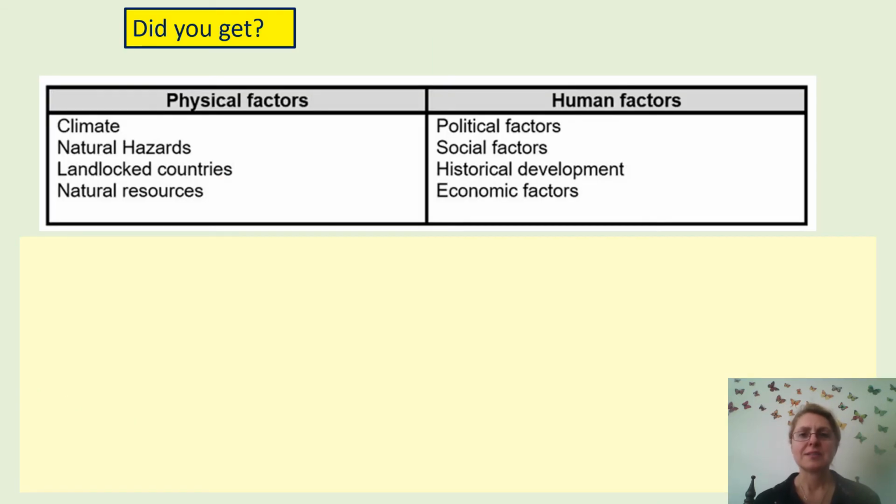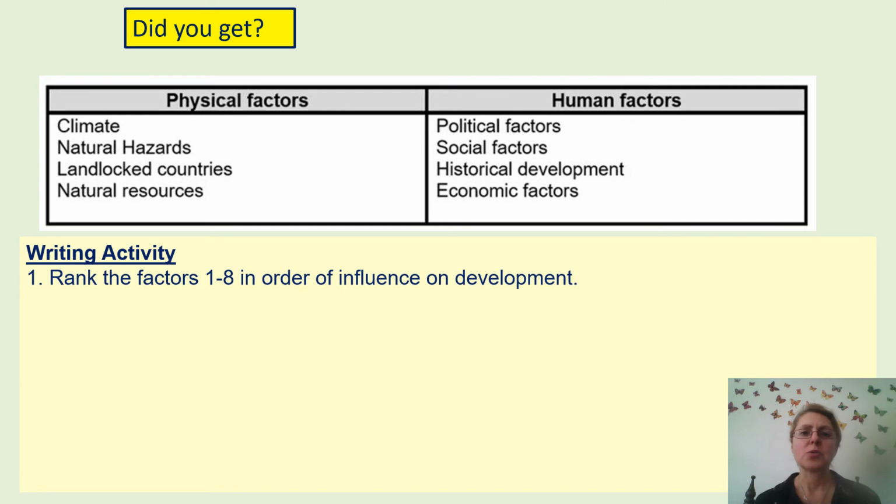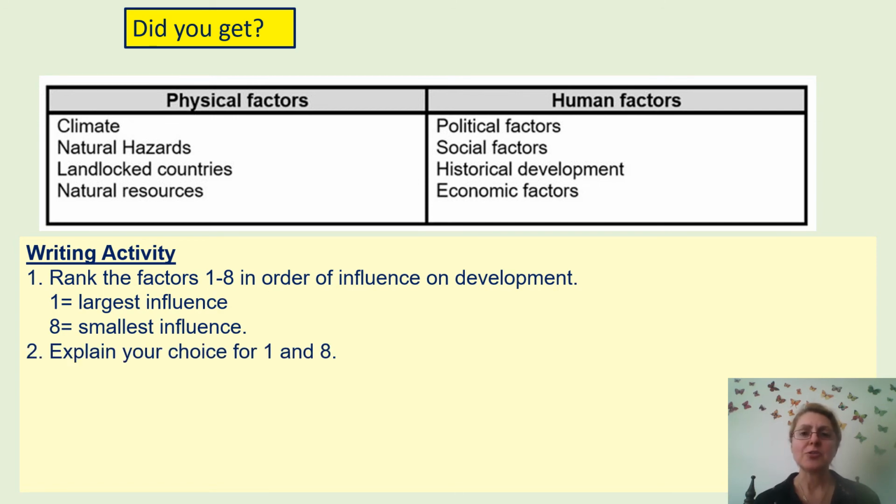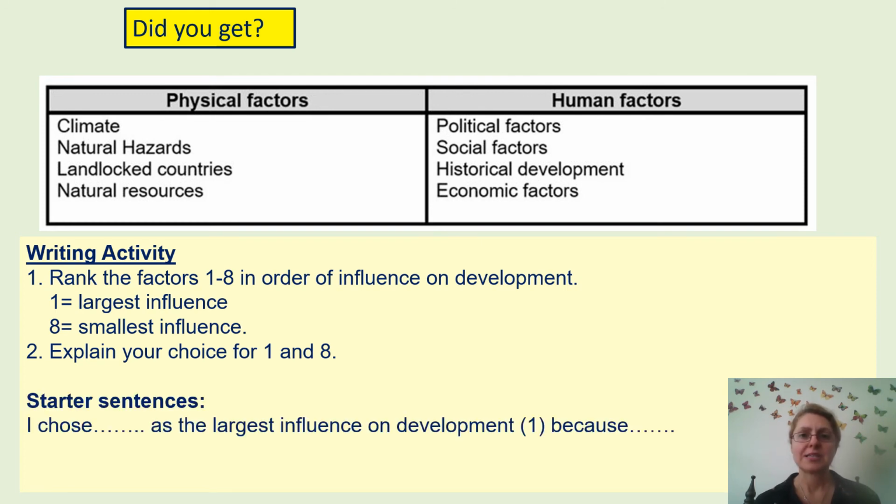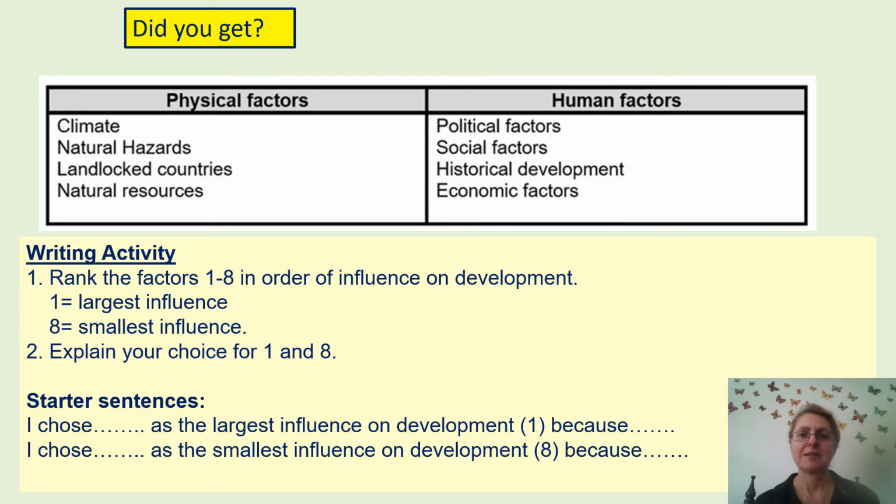Check your answers and then complete the writing activity. So firstly, rank the factors 1 to 8 in order of influence on development. Number 1, you're going to give for something you feel is the largest influence, and number 8, you're going to give something that you feel is the smallest influence. Then you need to explain your choice for 1 and 8. You can use the starter sentences that are here. Press pause now to complete your answers.